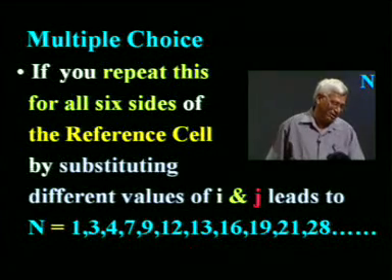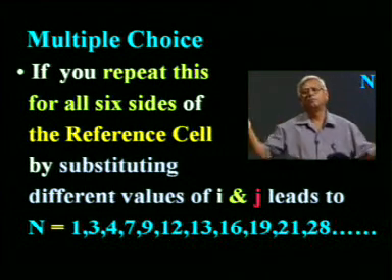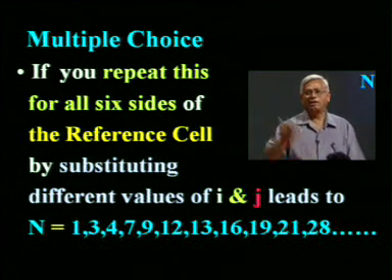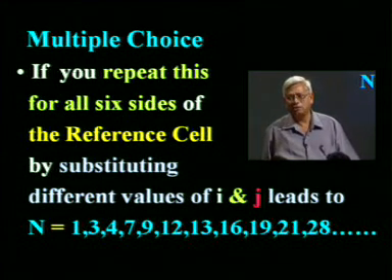So, what are the other choices? You have seen the figure. If you repeat the values of i and j in different directions, you will get different values of N, and these may be 1, 3, 4, 7, 9, 12, 13, 16, so many. If you change the permutation and combination of i and j, you get a large number of cell clusters, and these cell clusters are according to your requirements.